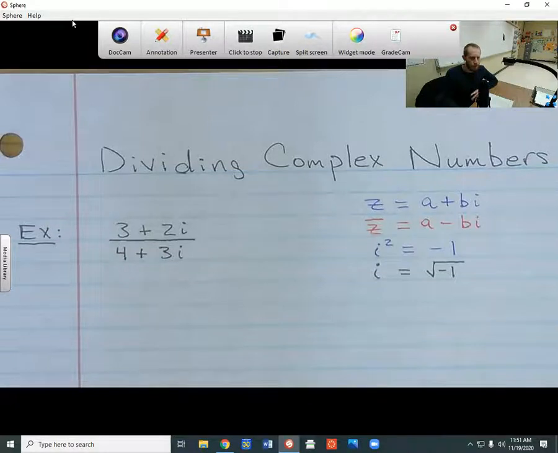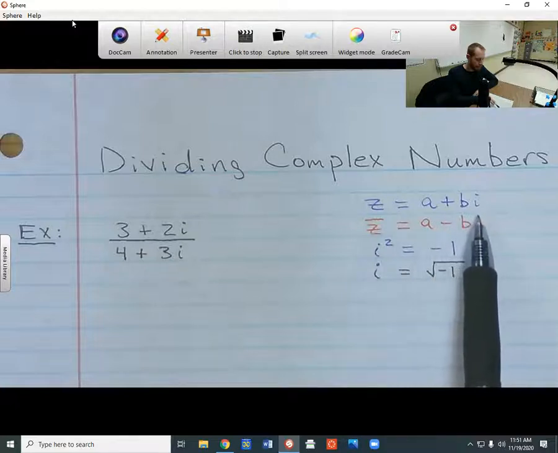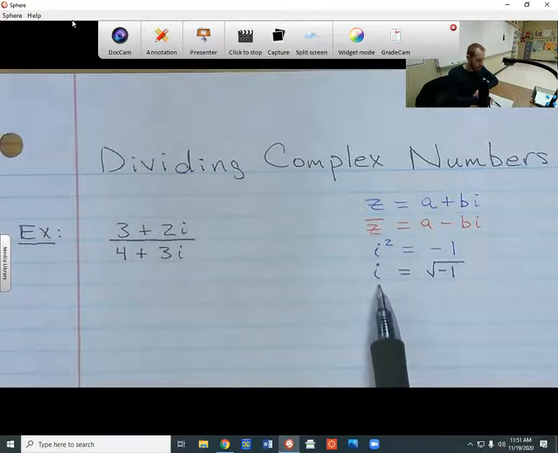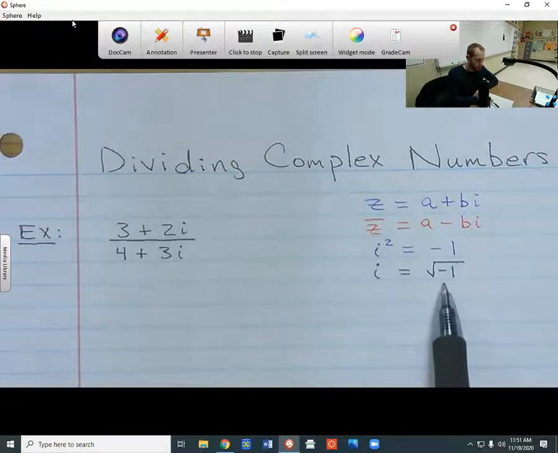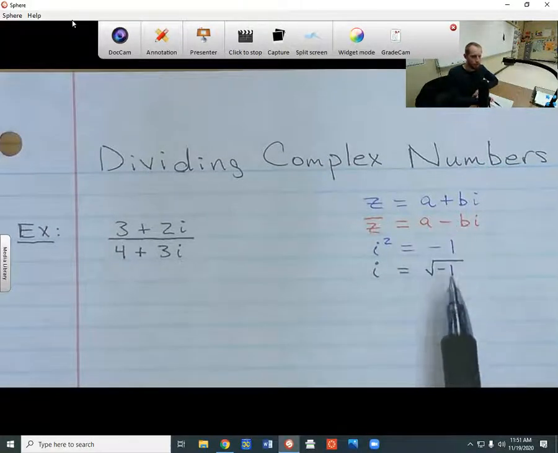Alright, so we're dealing with complex numbers, and I just wanted to review a few facts about complex numbers before we get into the dividing part. Every single complex number can be written as z equals a plus bi. We know that i is the imaginary unit, i equal to the square root of -1, and we also know that a and b are just real numbers.